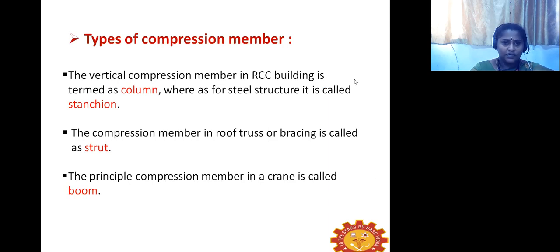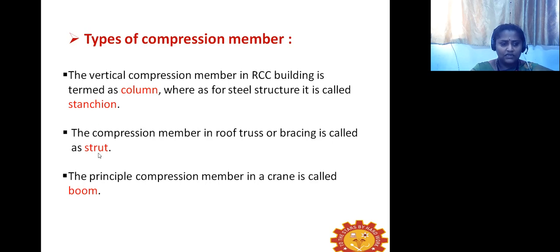Next, coming to types. Types of compression member. What are all the types? Any element or part can be classified based on so many categories. Based on material it can be classified, based on shape it can be classified, and so on. Now we are dealing completely with reinforced concrete columns.